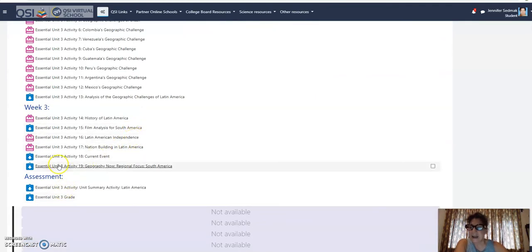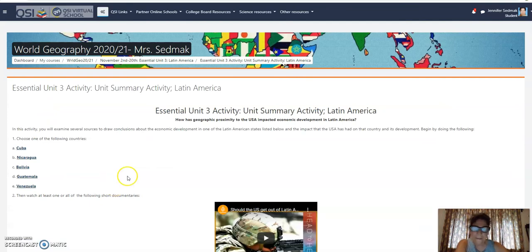And then finally, under the assessment week, there is the unit summary activity. It's similar to the unit summary activity in Unit 2, but it's not exactly the same. You're not going to necessarily be going to CIA World Factbook and collecting lots of data. But in this activity, there is a central question. And after you open up the activity, you will see the central question here. It says, how has geographic proximity to the United States impacted economic development in Latin America?